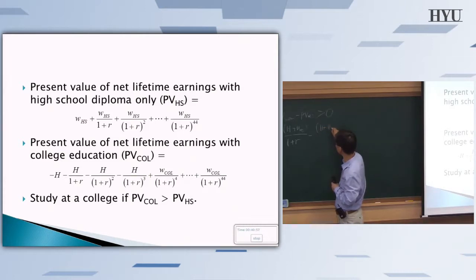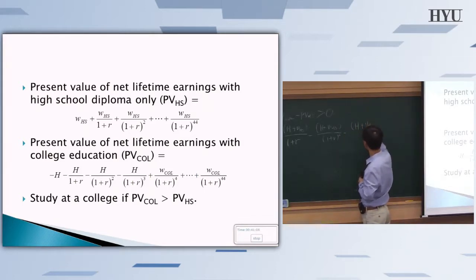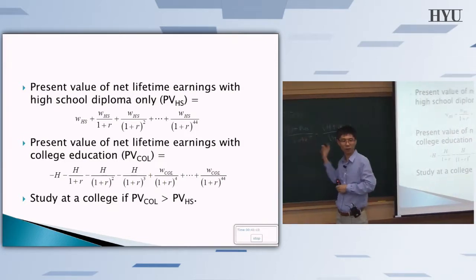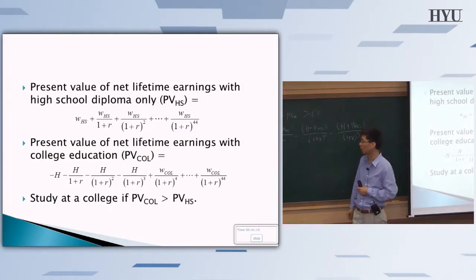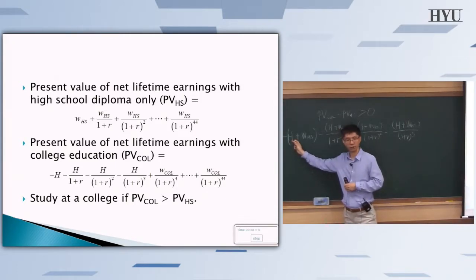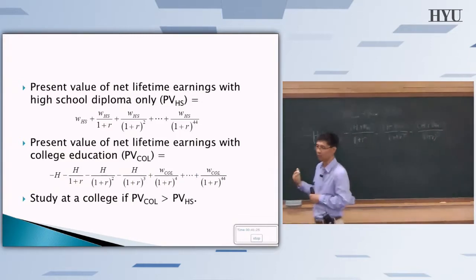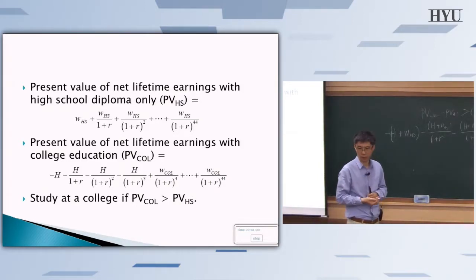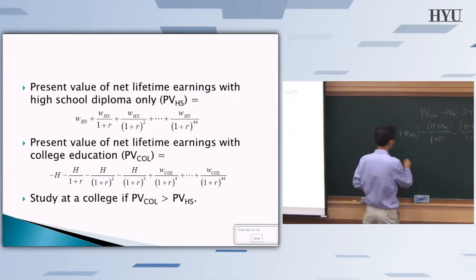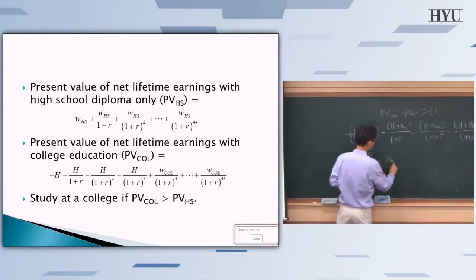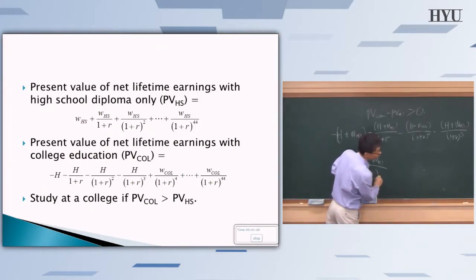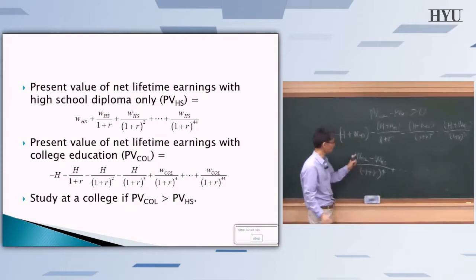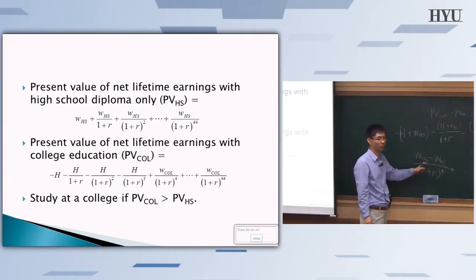H plus W-HS over (1 plus R) squared, minus... This part you can interpret as the cost part of college education. As you can see, the cost involves the direct cost, the tuition, and the foregone earnings, W-HS. You can think of W-HS as a type of cost, foregone earnings. Then what is the return? The return in this case is the difference, W-College minus W-HS.